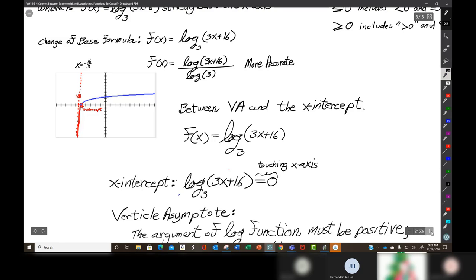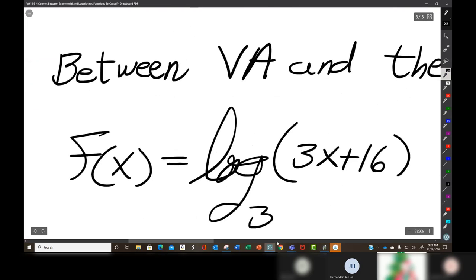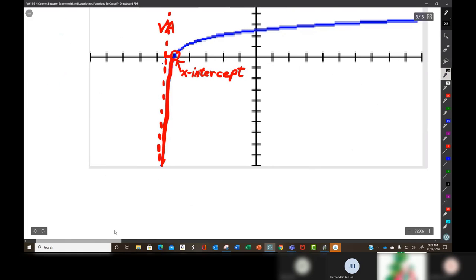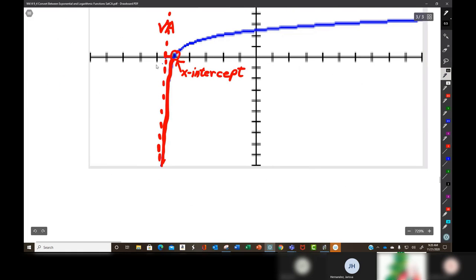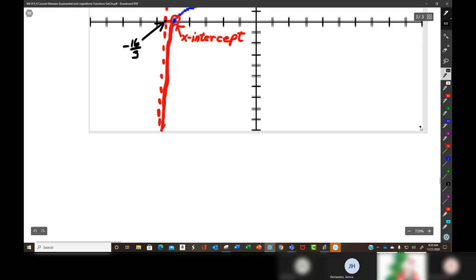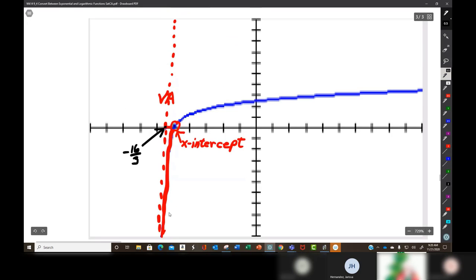So let me blow this up again. That this point right here is negative 16 thirds. Negative 5 1/3, in other words. Now all we have to do is find that point.